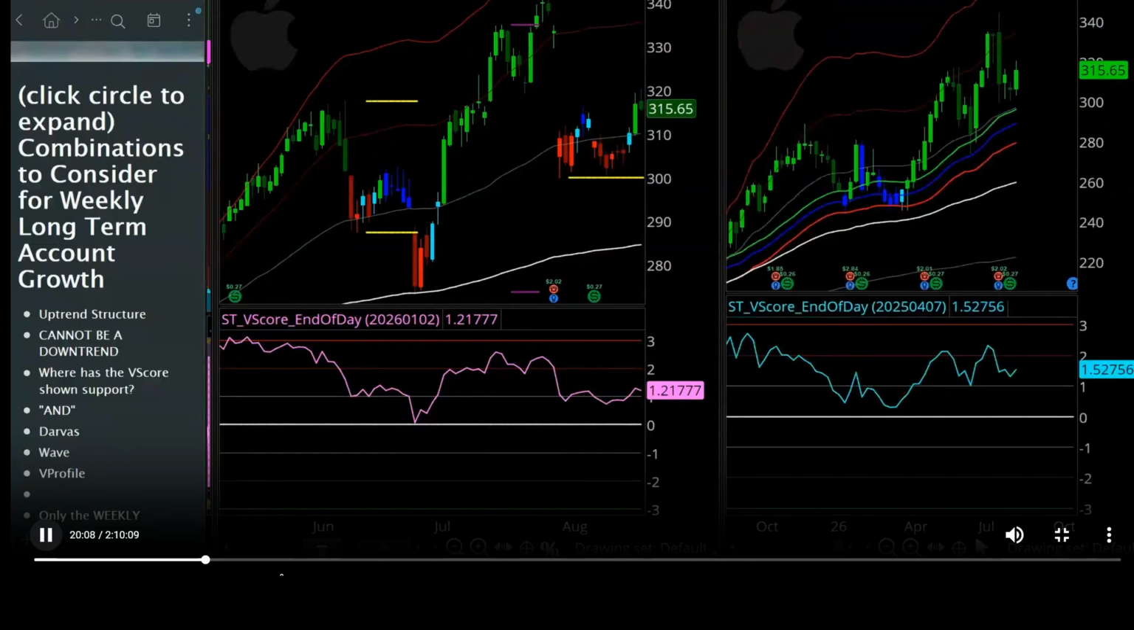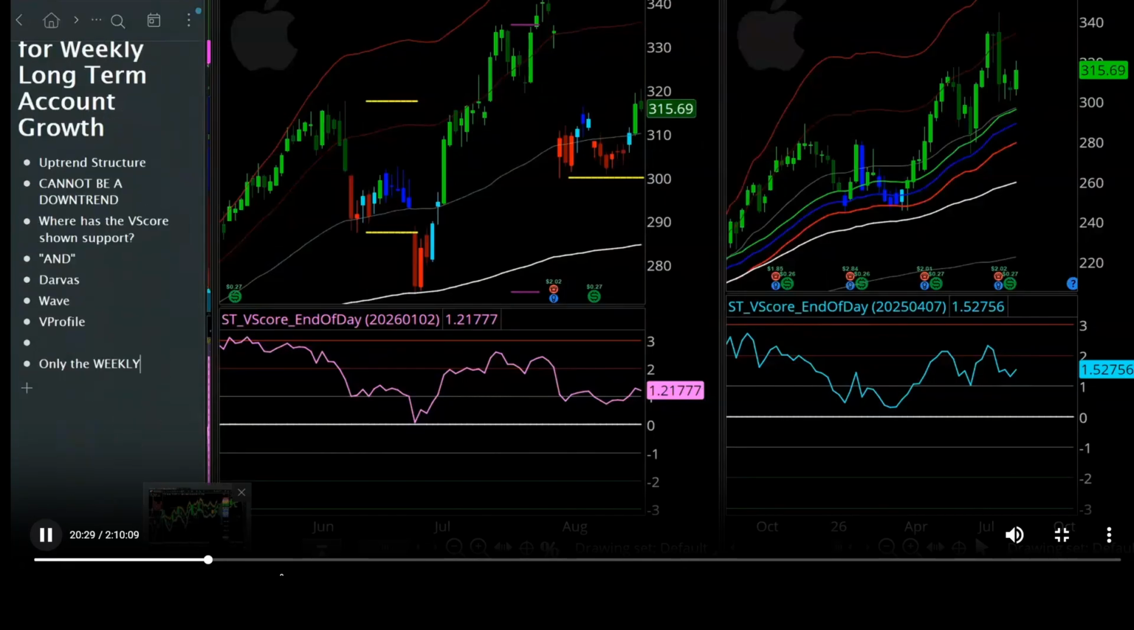Do you see where the +1 and the top line of the wave are lining up? There's your and. And it works because we have an uptrend. Without the uptrend, do not use the wave. So only on the weekly would I be okay to trade VScore only. But I always prefer an and. I'm okay with VScore only on the weekly.